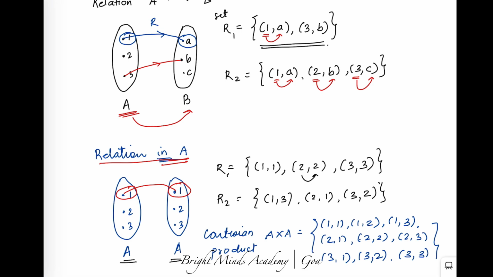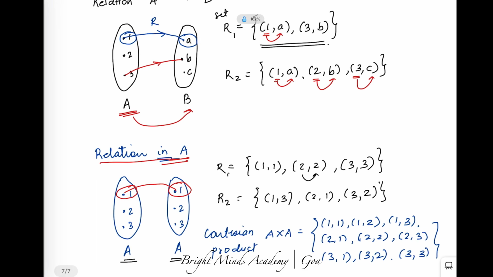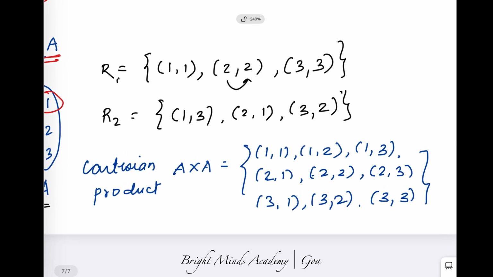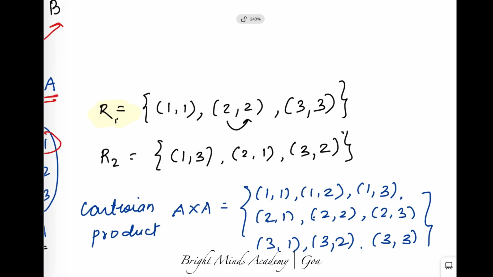Now if you just look at this, this is the relation R1 that we have. R1 contains the element (1, 1), which belongs to the Cartesian product. We have (2, 2), which belongs to the Cartesian product, and we have (3, 3), which also belongs to the Cartesian product. So I can simply say that the relation R1, the set of relation R1, is basically a subset of the Cartesian product A cross A.